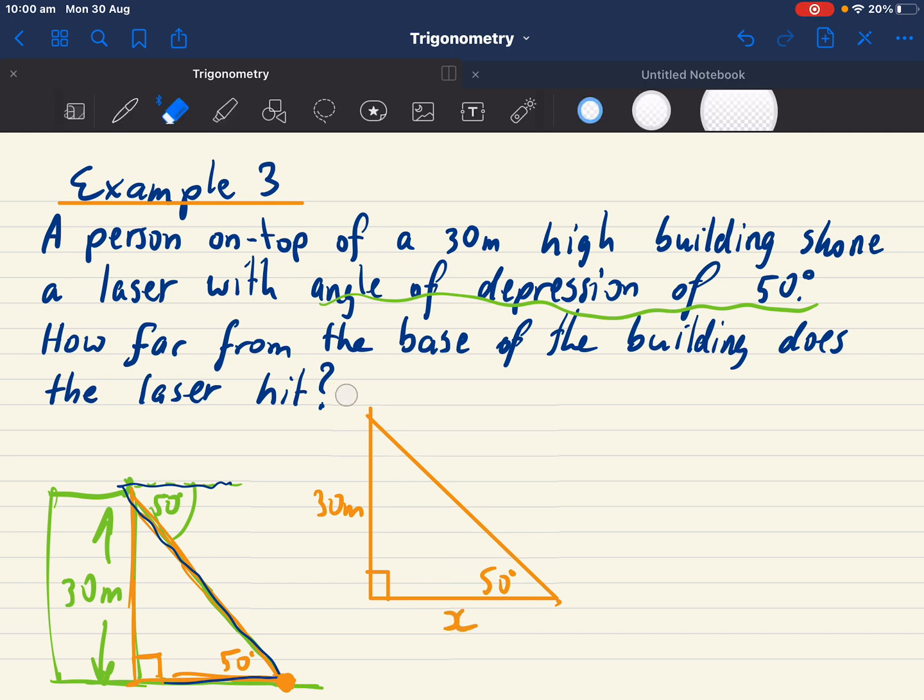So this is our triangle, and now you just do the question just like normal. Let's label the sides. We have opposite, we have adjacent. That's cool. O and A, which one is it?